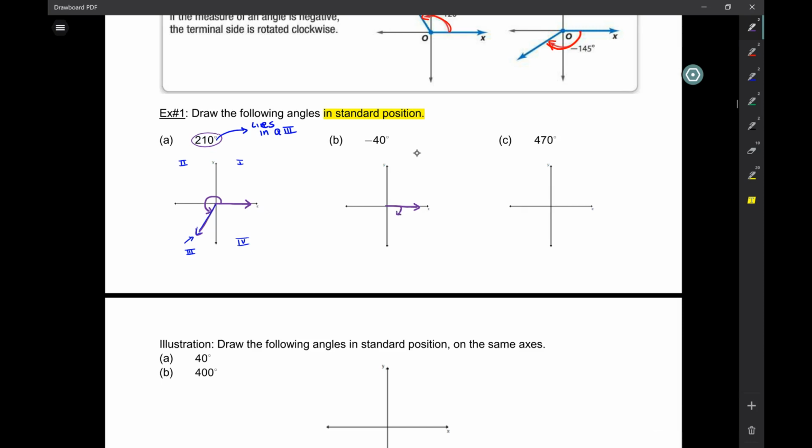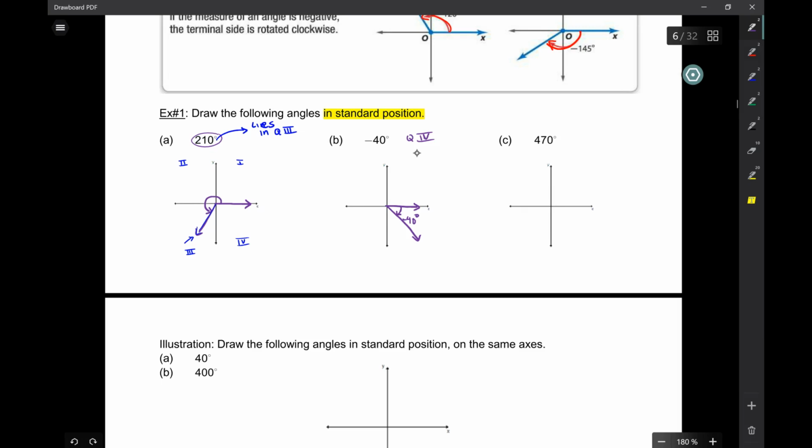All right, now I have no way of knowing whether you drew a 40-degree angle or a 43-degree angle. So we're going to eyeball. Okay, just be consistent. Again, I put that rotation arrow there. That's a 40-degree angle. Okay, and this one lies in quadrant 4.